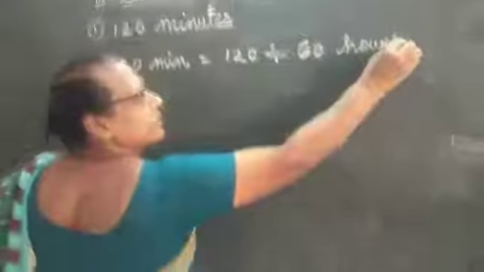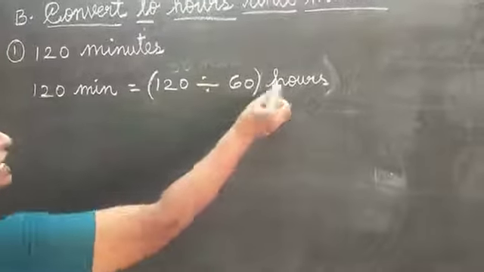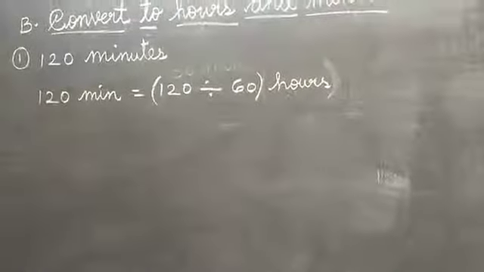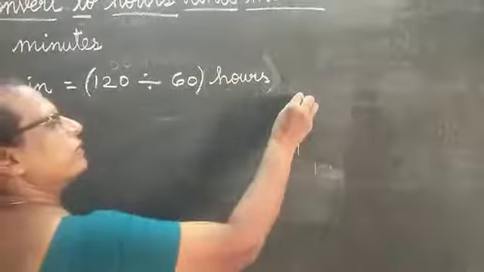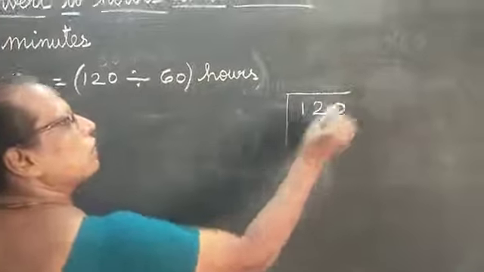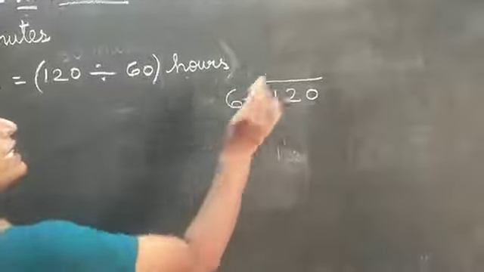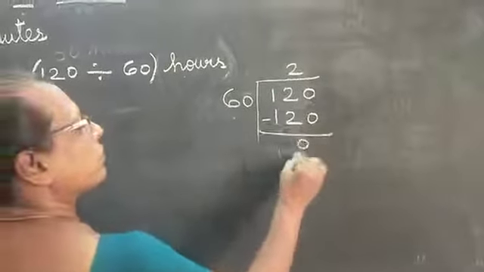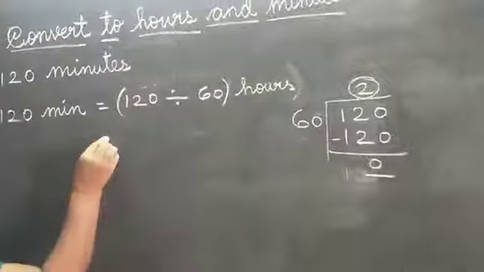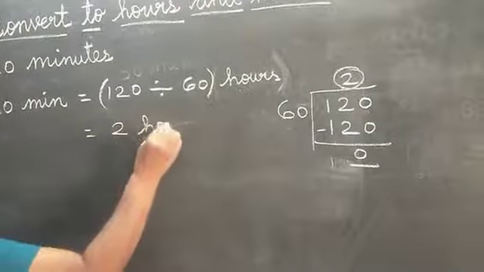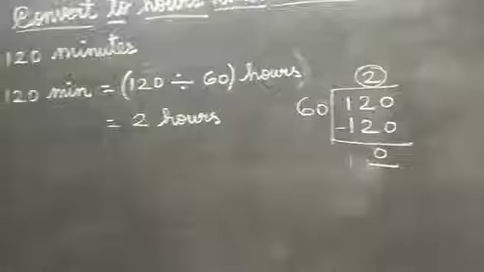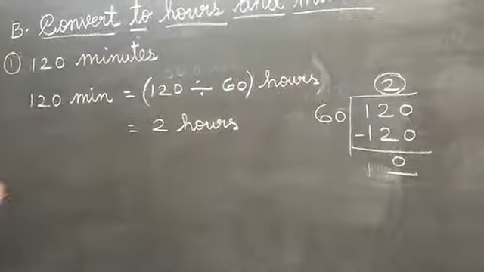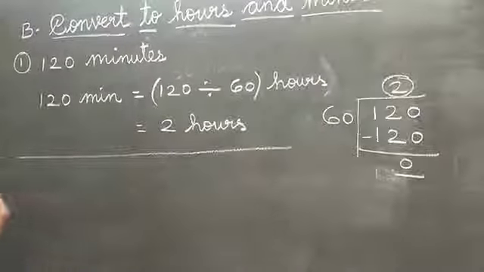Okay, children, we have to convert to hours. So 120 divided by 60. In the rough column, what you can do? You can divide so that it will be very easy for you if you feel hard. So 120 divided by 60. 6 twos are what will come? 6 twos are 120. So what's the answer? 2 hours. Okay, children? Very easy. In this one you are finding only the hours. The second sum you can find the minutes also.